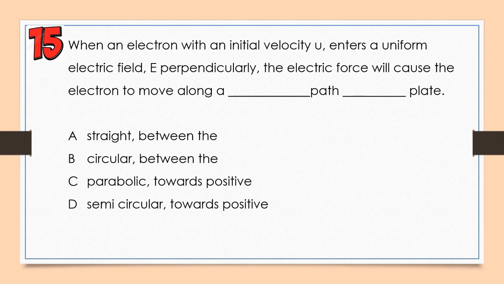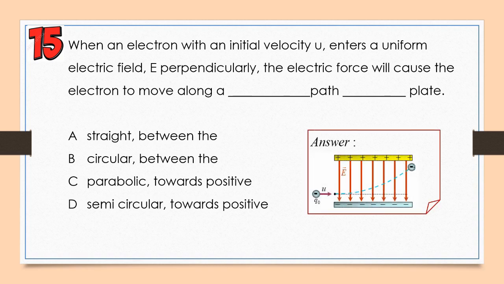Okay. Last question, which is 15. When an electron with an initial velocity u enters a uniform electric field perpendicularly, the electric force will cause the electron to move along a... So now take a look at the diagram. If we have uniform electric field and the charge enters the uniform electric field with the initial velocity u, the path that the electron moves along is a parabolic path, and of course towards the positive plate because the electron is attracted to the positive plate. So the answer is C.